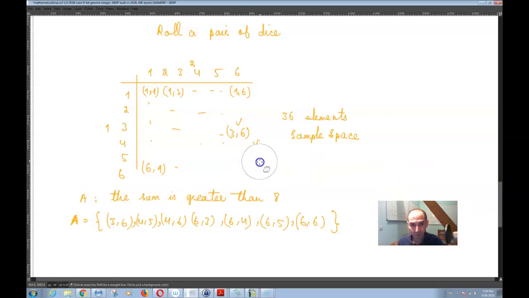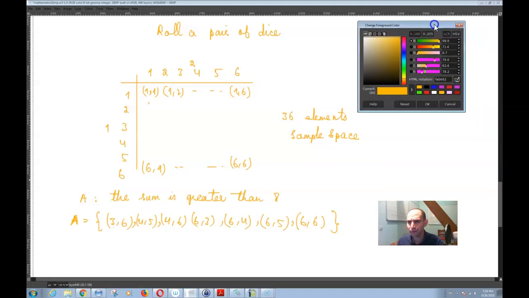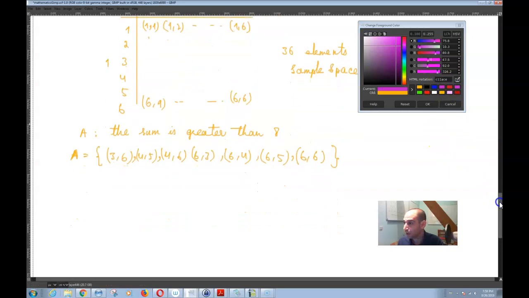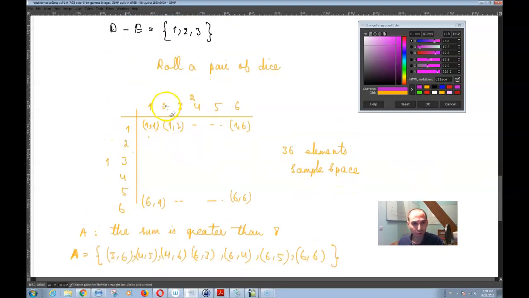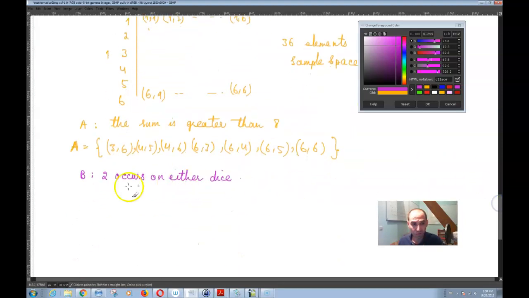Now event B. The event B that we have is 2 occurs on either dice. So if 2 occurs on either dice, what that means is that you get a 2 here and you get a 2 here, and there is no other outcome that would favor that event. So there you would get only 2 comma 2, and that would be B.